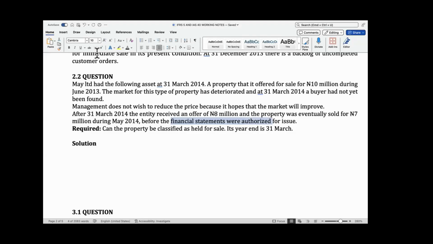No, sir. No. Why? Because at 31st March, the management has not made proper provision for advertisement or the promotion for the property to be sold.